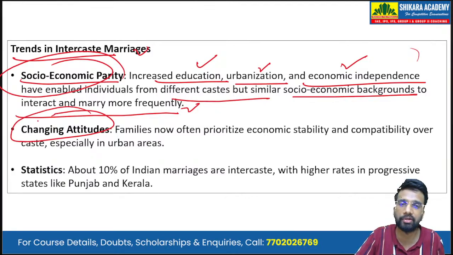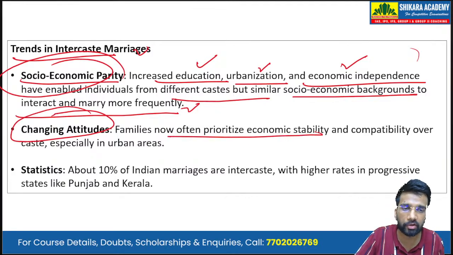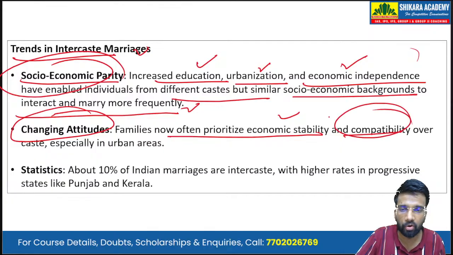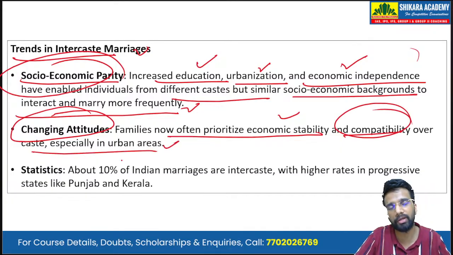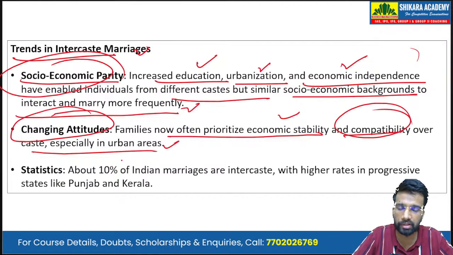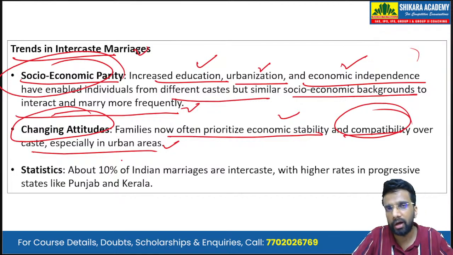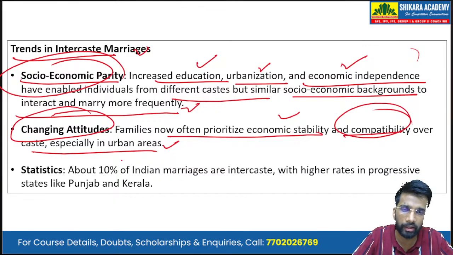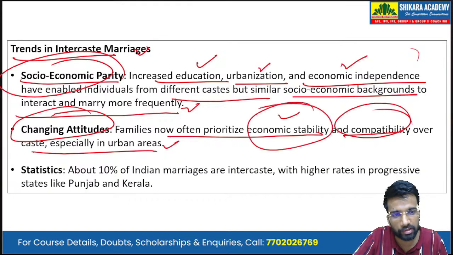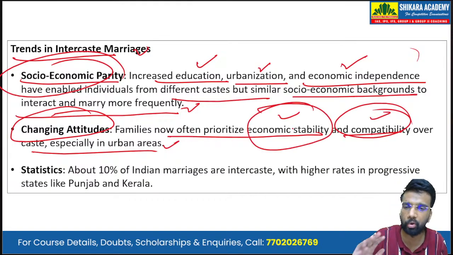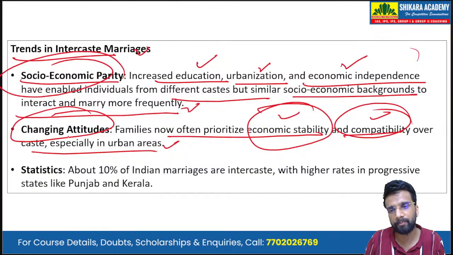Then there are the changing attitudes. Families now prioritize economic stability and compatibility over caste, especially in the urban areas. So this increase in intercaste marriages is more found in the urban landscape as compared to the rural landscape, because in the urban areas, the people are somewhat more educated, more urbanized, more economically independent, and they prioritize economic stability and compatibility with their partners over things such as caste.